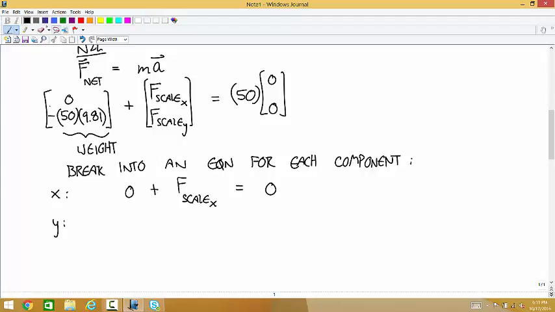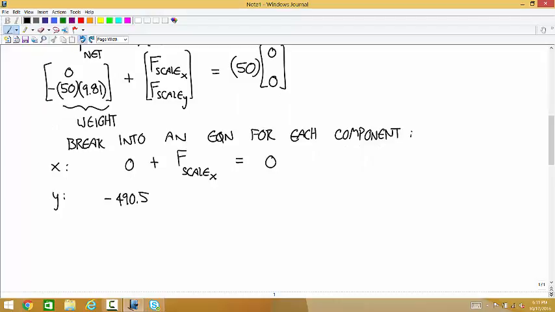And the y equation says if you multiply negative 50 times 9.81, you get negative 490.5 plus the force from the scale y is equal to 0. And so F scale x is equal to 0 from the first equation, and F scale y is equal to positive 490.5. You just have to do the algebra.